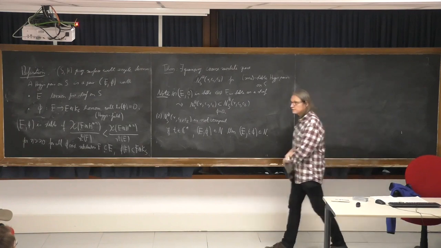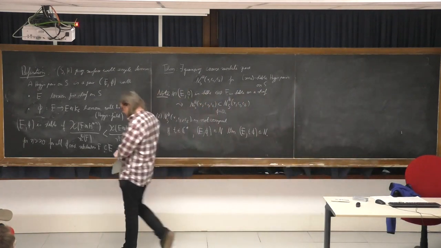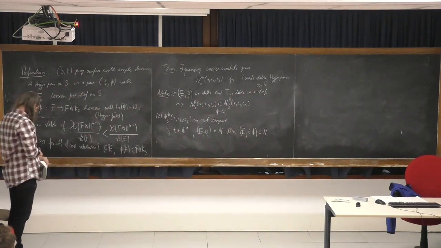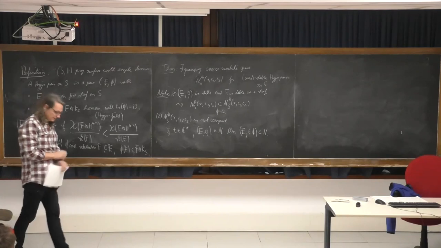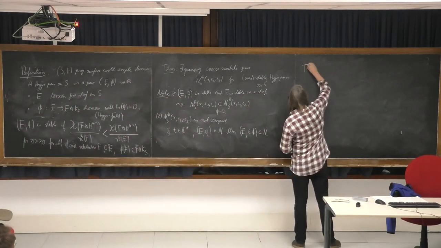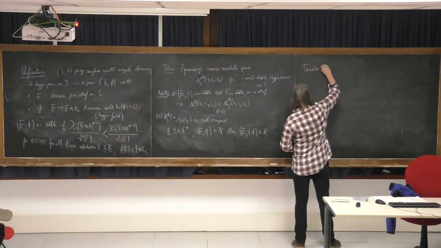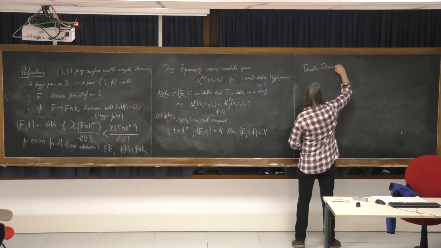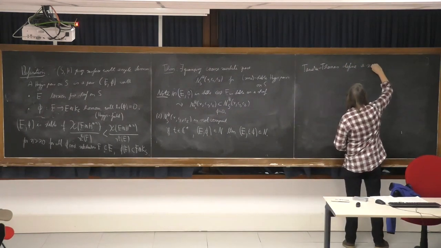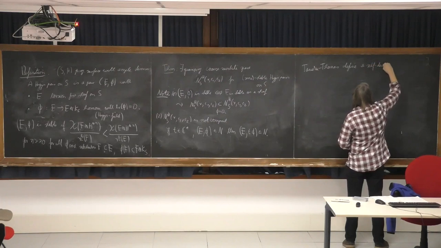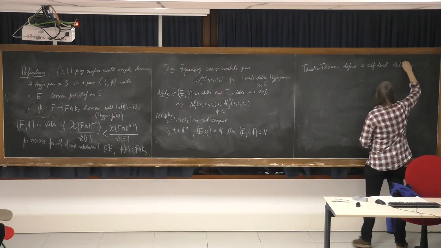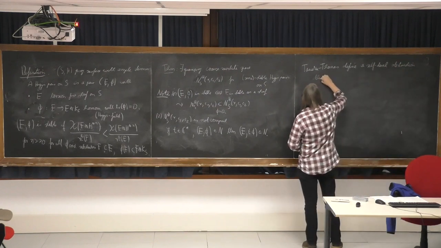So now, in order to have some invariants, we eventually want to have some kind of virtual fundamental classes, although this is a bit more complicated. For that, we need an obstruction theory. So I can say some words about that. Tanaka and Thomas defined what is called a self-dual obstruction theory on this moduli space.